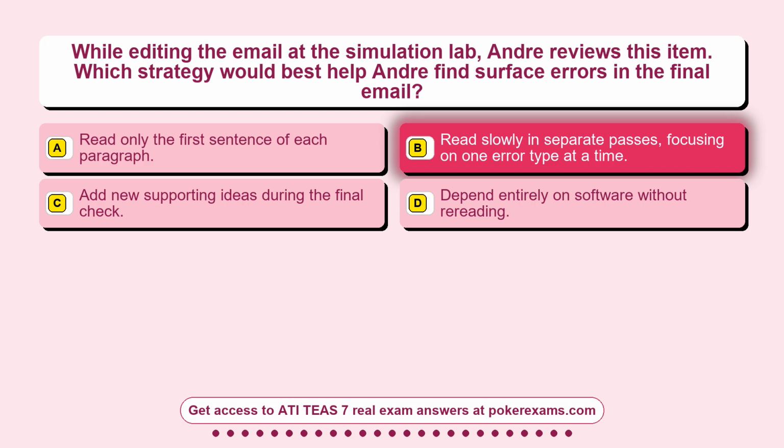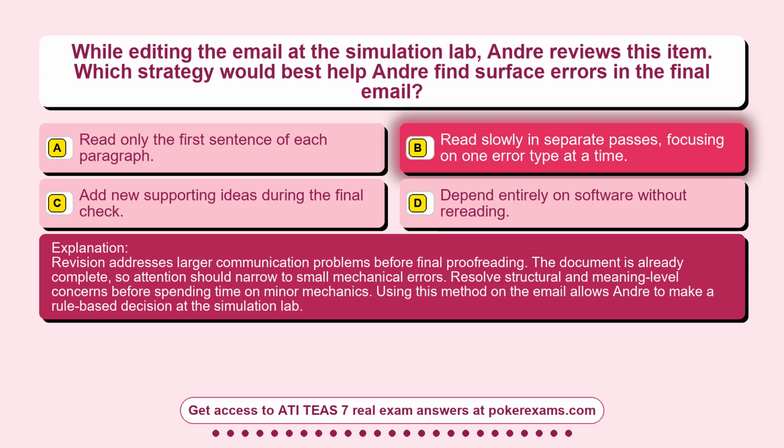Read slowly in separate passes, focusing on one error type at a time. Revision addresses larger communication problems before final proofreading. The document is already complete, so attention should narrow to small mechanical errors. Resolve structural and meaning-level concerns before spending time on minor mechanics. Using this method on the email allows Andre to make a rule-based decision at the simulation lab.